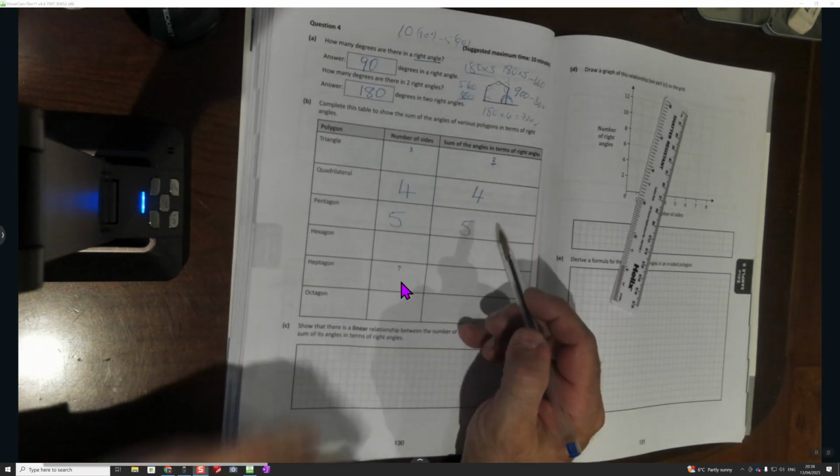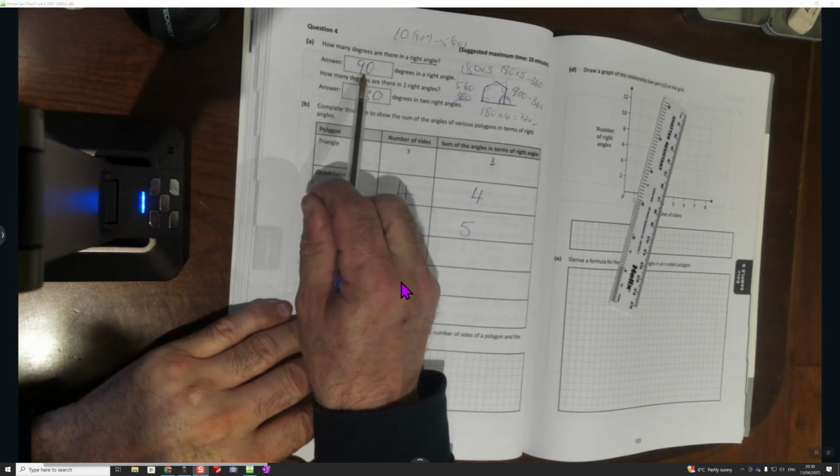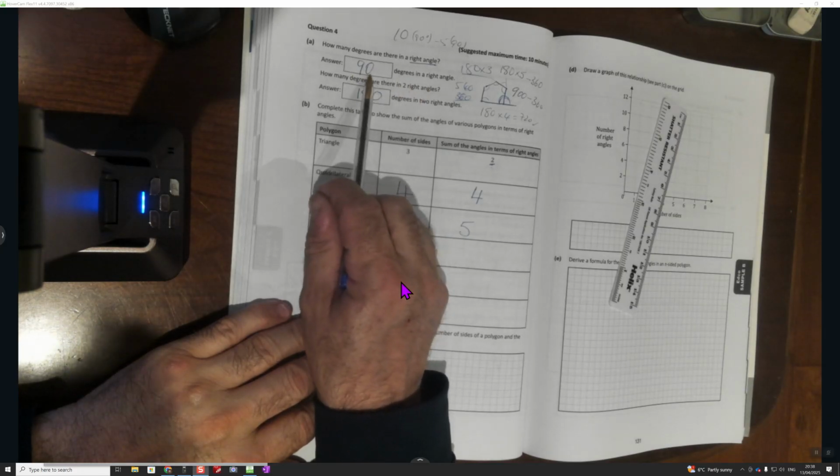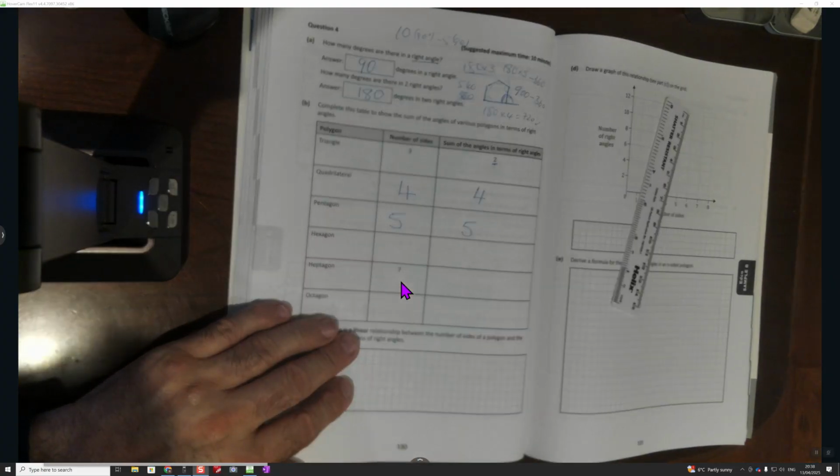Okay, welcome back. I'm just doing a bit of problem solving. I'm just going to continue on with it here. So the easy questions here are that a 90-degree angle is 90, and 2 right angles is 180 degrees.